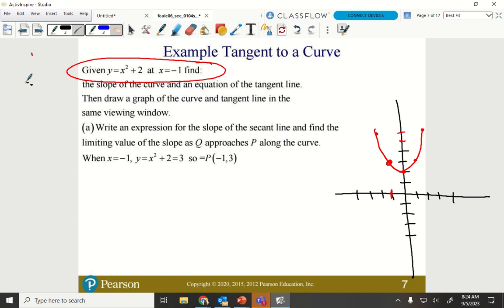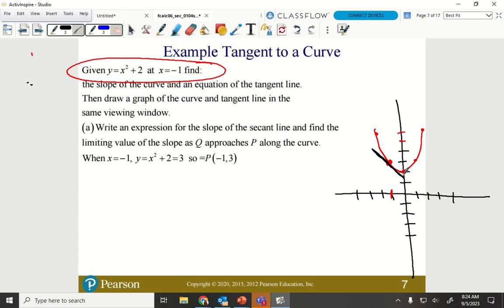So I'm trying to find the tangent where it touches at that single point right there, the slope of the line at a singular point. So far we've done secant lines, which have 2 points. Right now we're going to use that information to find what the slope of the line is, but we've got to find it at that point.